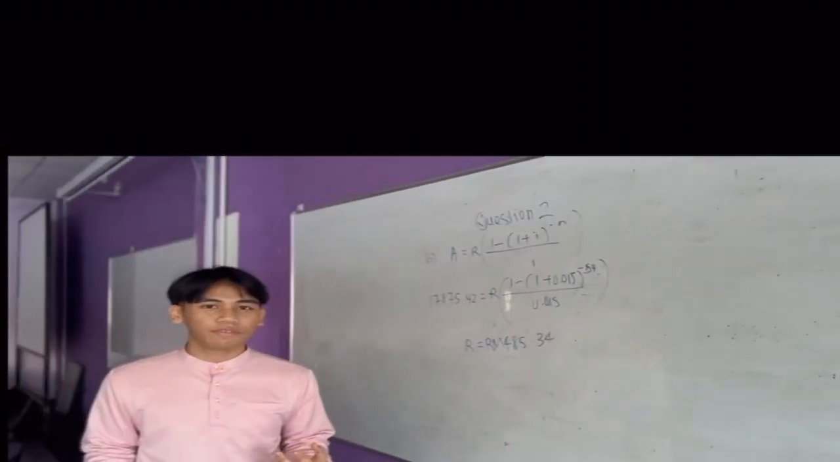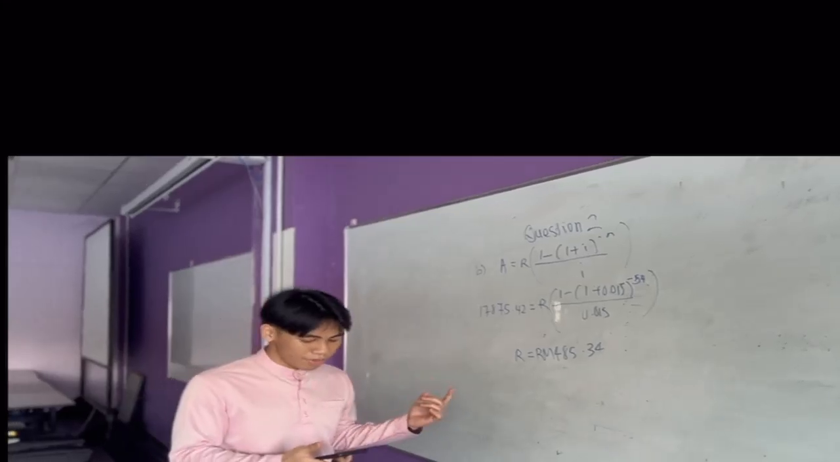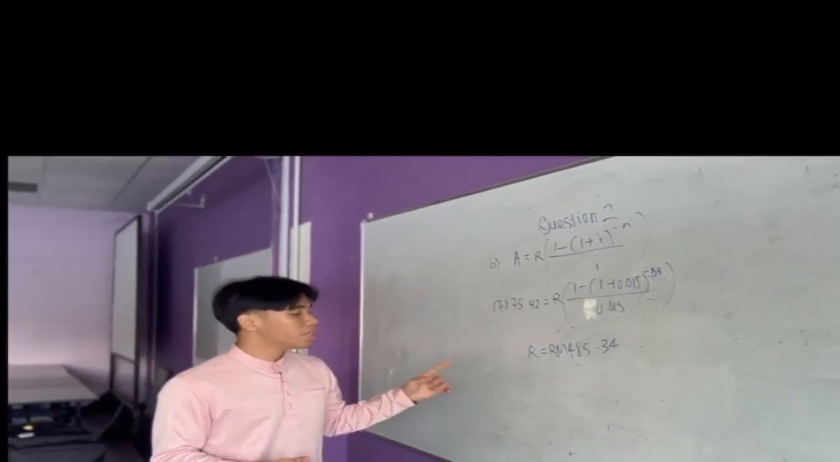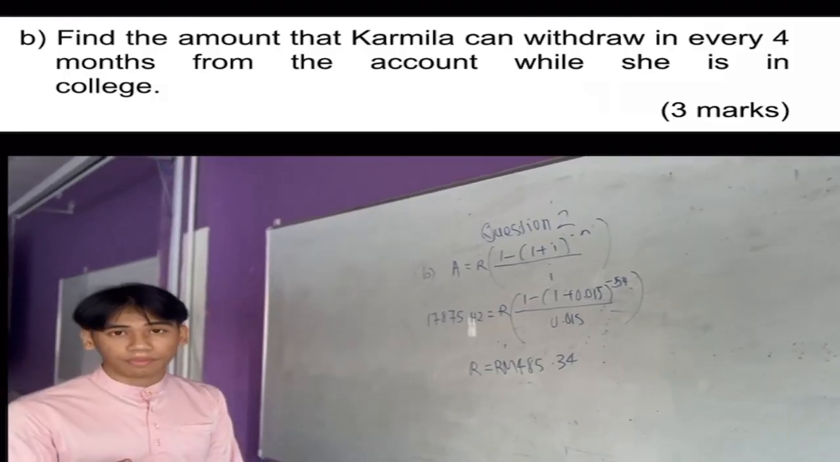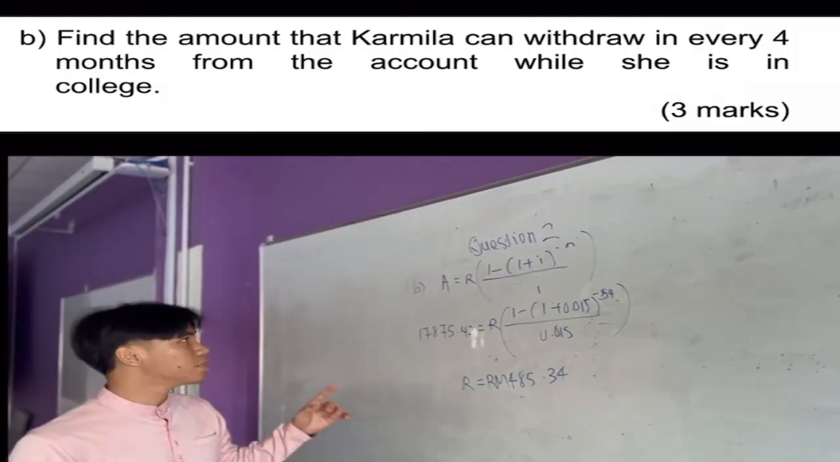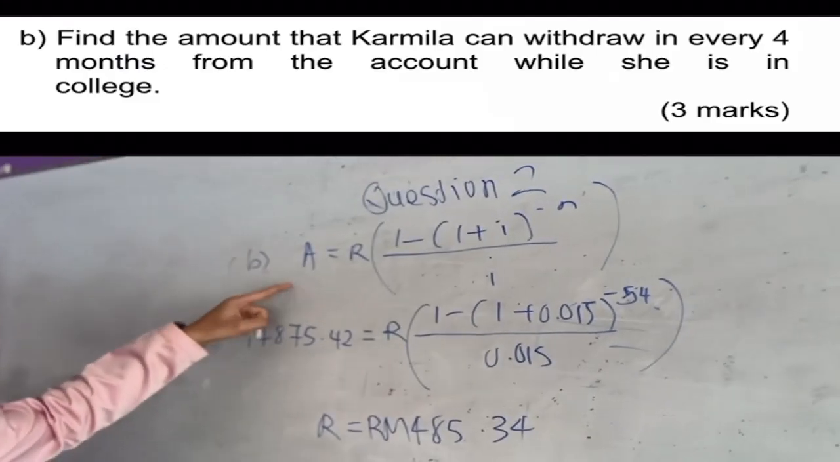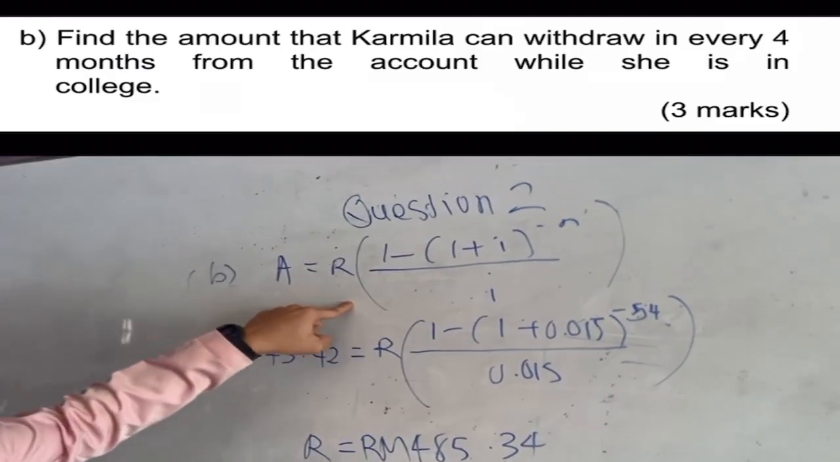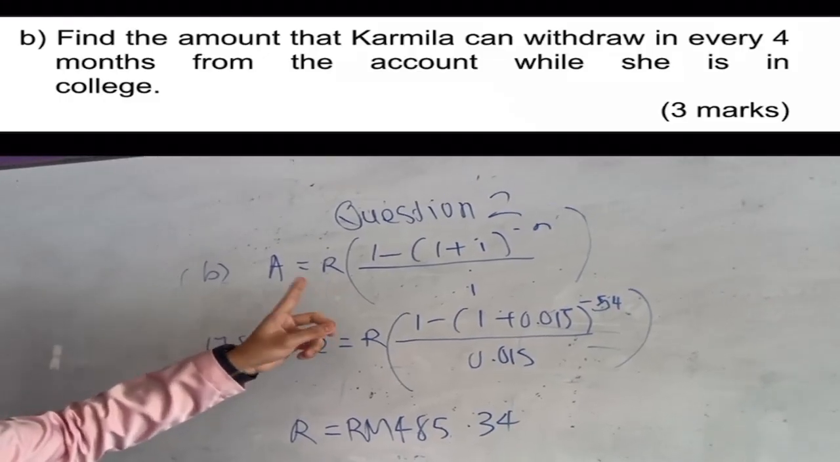Hi, my name is Muhammad Arifan from group AC1101A. So I'm going to explain question 2B. The question said, find the amount that Carmela can withdraw every 4 months from the account while she's in college. So we can use the present value formula, which is A equal to R open bracket 1 minus 1 plus I to the power of negative N, close bracket, over I.